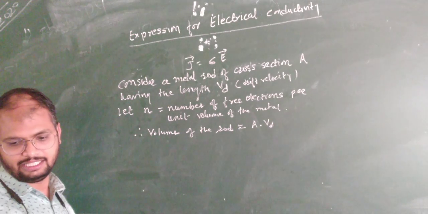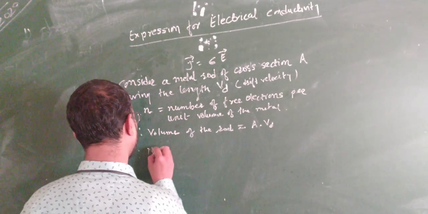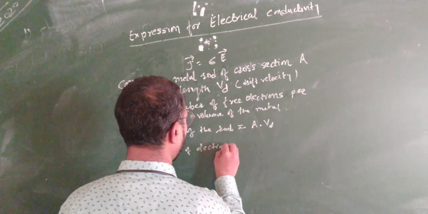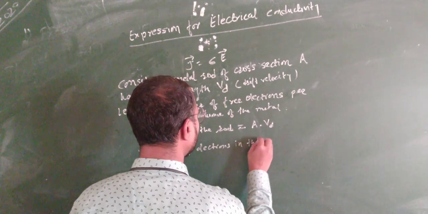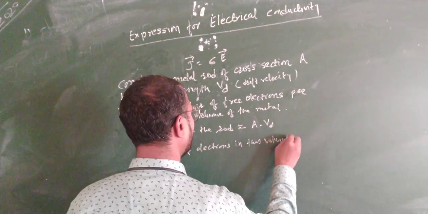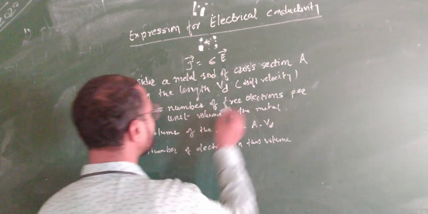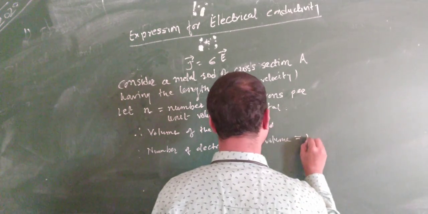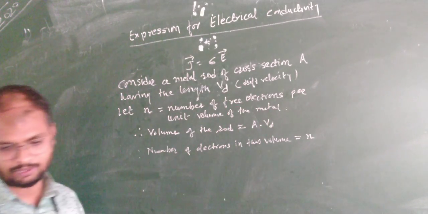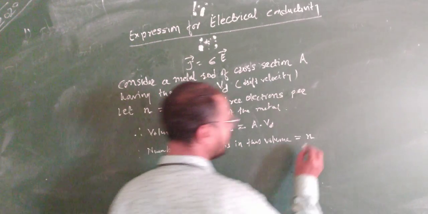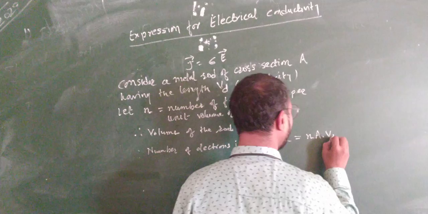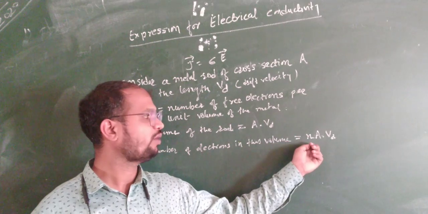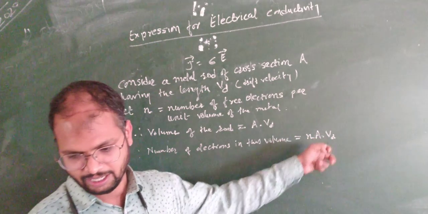Now the number of electrons in this volume, how much will it be? Here n is the number of electrons per unit volume. So the number of electrons in this total volume is n multiplied by the volume of the rod. So this is n A into VD. This is the number of electrons in this volume, equal to nA VD.